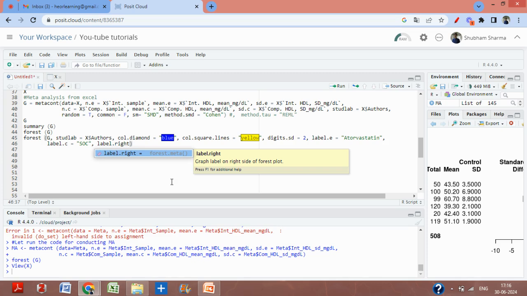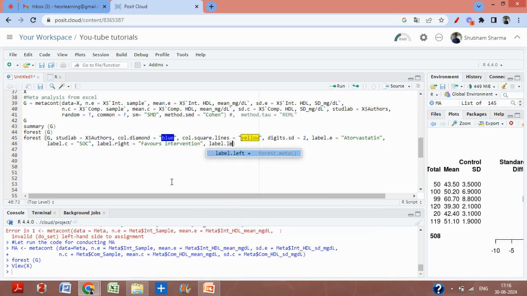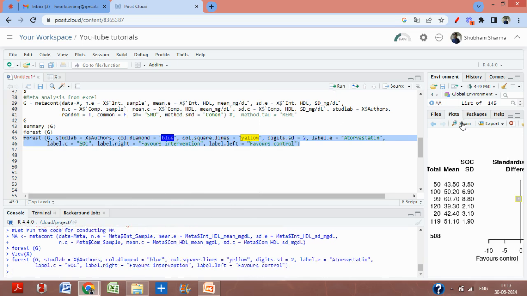Okay. Now let us put both things in that case. Favors intervention, comma, label dot left, favors control. Okay, so I guess we will be getting favors intervention on the right hand side and favors control on the left hand side. Let's see. Let's run it. It seems okay.